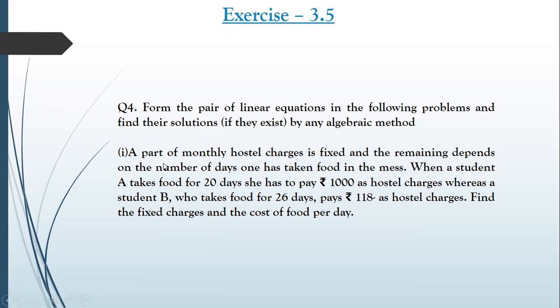Now a part of monthly hostel charges is fixed and the remaining depends on the number of days one has to take the food in the mess. When a student A takes food for 20 days, she has to pay 1000 as hostel charges, whereas a student B who has food for 26 days pays 118 as hostel charges. Find the fixed charges and the cost of food per day.